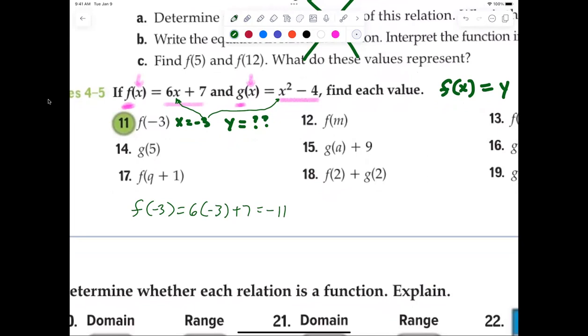What does that mean? That means that the y value that corresponds to that x value is negative 11. So underneath that, I just want you to write the point, negative 3, negative 11. Negative 3, negative 11. Is everybody with me on that?